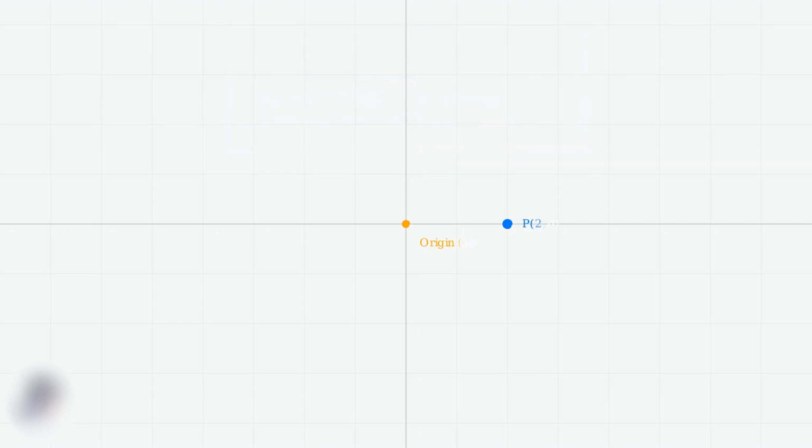We'll demonstrate rotations using the coordinate plane. Here's our center of rotation at the origin, and we'll rotate this blue point P at coordinates (2, 0) around the origin. Watch as we rotate point P by 90 degrees counterclockwise around the origin. Notice how the point follows a circular path, maintaining its distance from the center of rotation. As the point rotates, watch how its coordinates change smoothly. The x-coordinate decreases while the y-coordinate increases, following the circular motion.